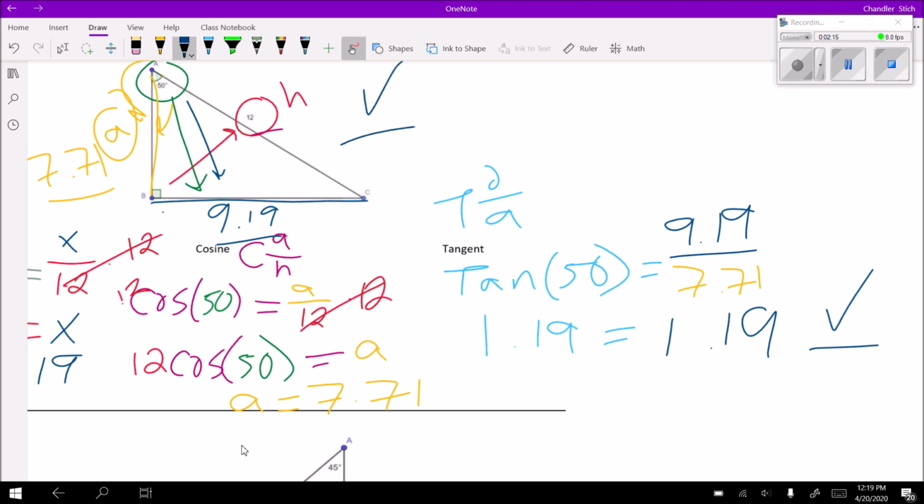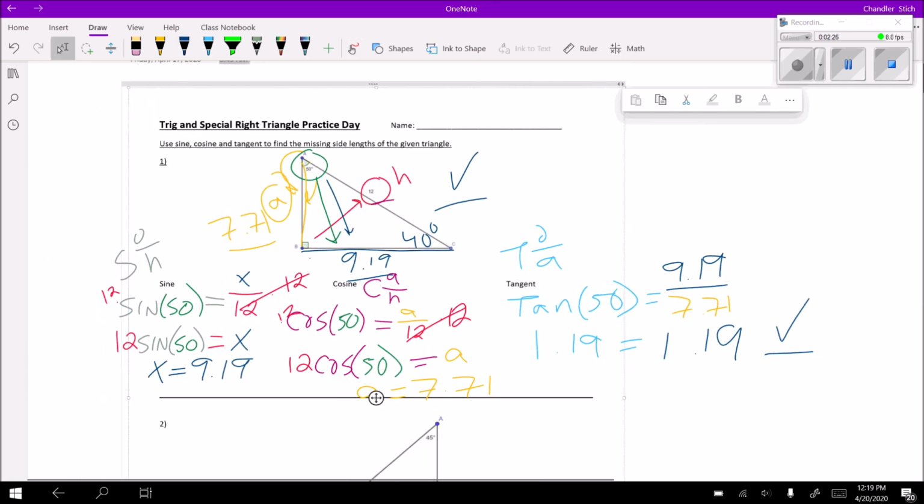I have all three sides. I have two of the three angles, but this angle is pretty easy to find, 40 degrees. So that's it. That's why we use trigonometry.